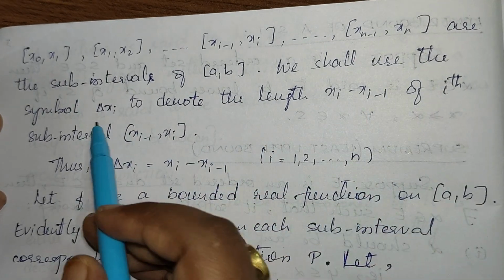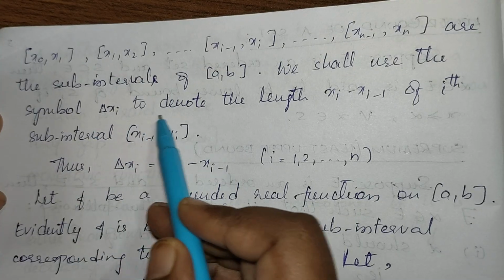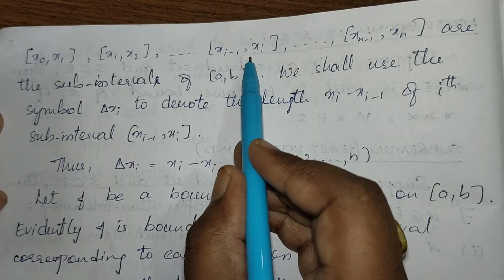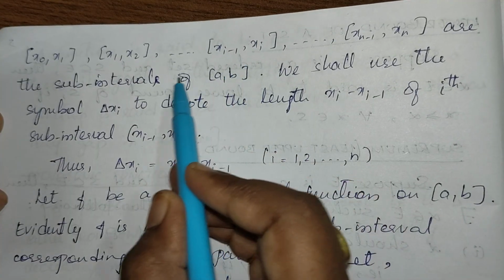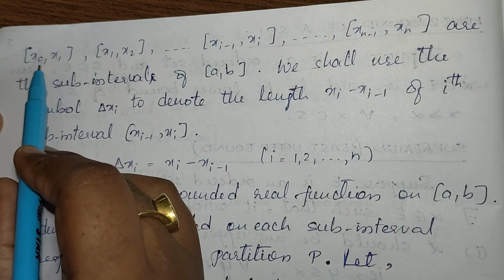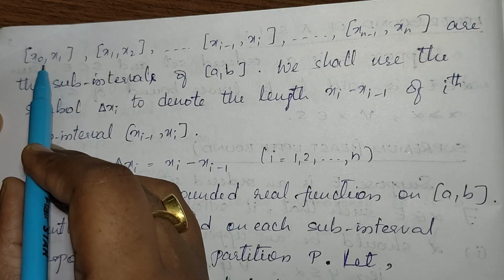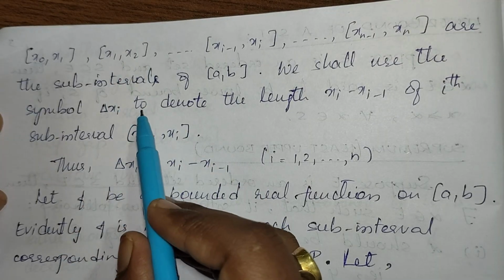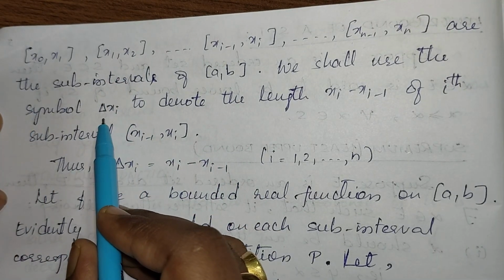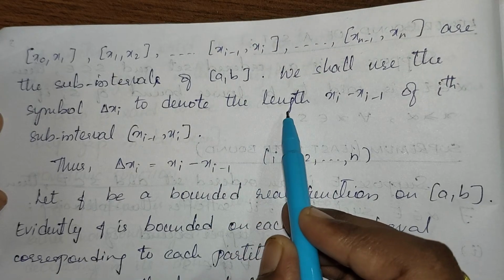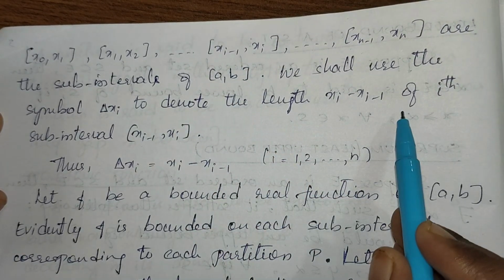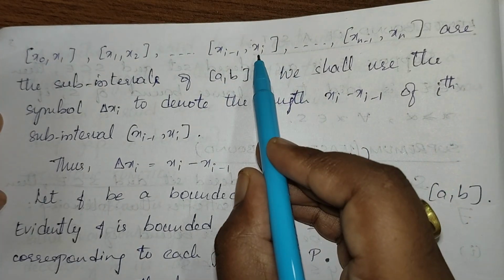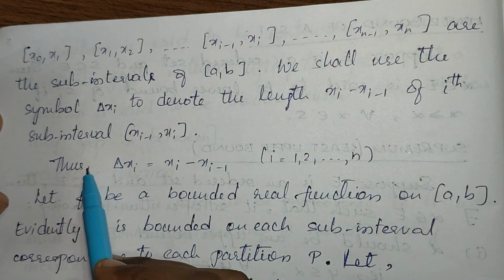We shall use the symbol delta xi to denote the length. Here, delta xi is the length between these two points. If you take delta x1, that will be the length between these two points. Delta x2 will be the length between these two points. So, in general, delta xi denotes the length between these two points. This is the length xi minus xi minus 1, of the ith subinterval.